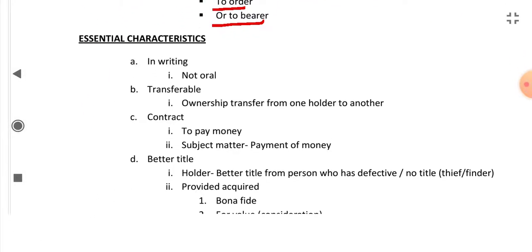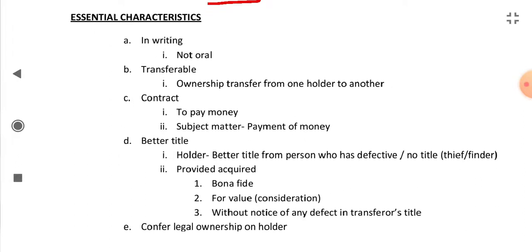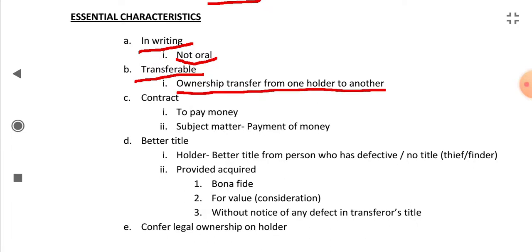Its essential characteristics are these: it should be in writing, not oral. Only a written negotiable instrument is valid. If it's oral, then it's not valid. The second essential characteristic is that it should be transferable. The word negotiable instrument itself says that it is an instrument that can be transferred. Ownership can be transferred from one holder to another.